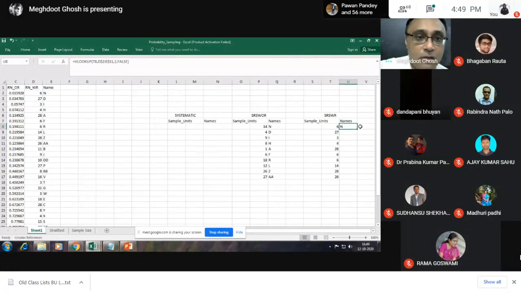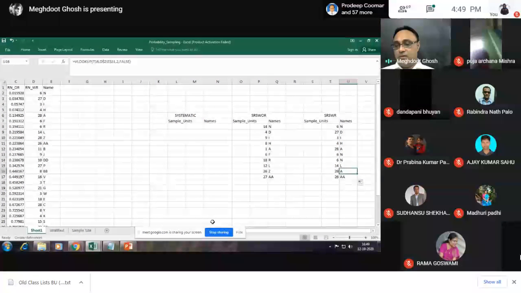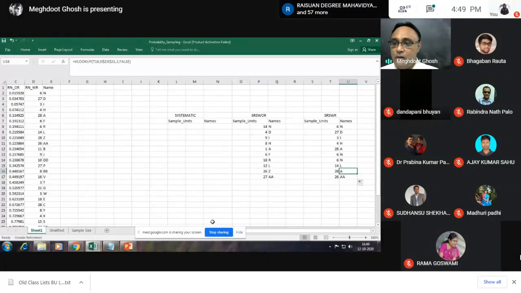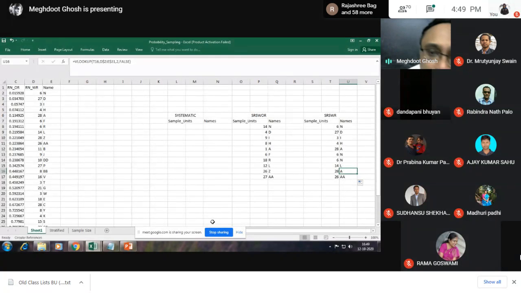So the name is "in". Now we will just stretch it like this. You see here A has appeared 2 times automatically. So I have selected the sample, right? I have no problem with that. The only thing is that one respondent appeared twice, and since it is with replacement, it is actually allowed. So this is the way by which I can select the sample units with replacement and without replacement.